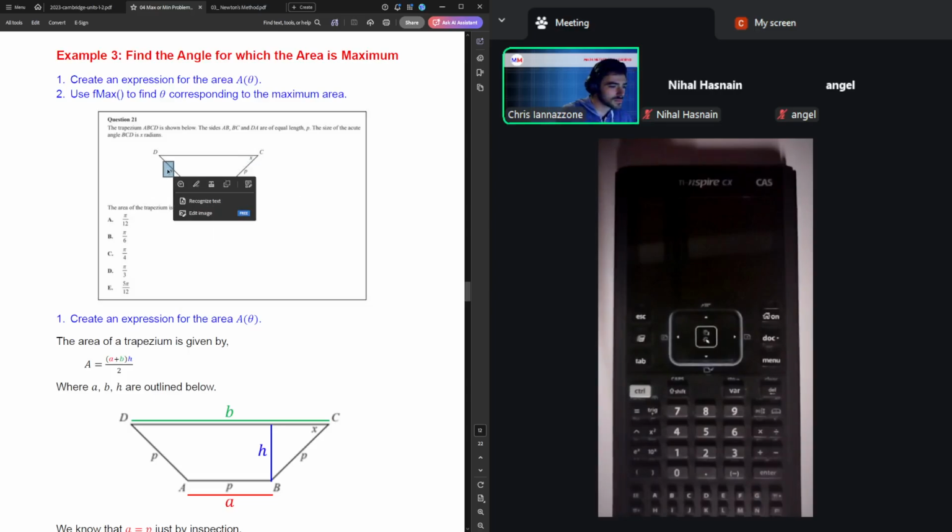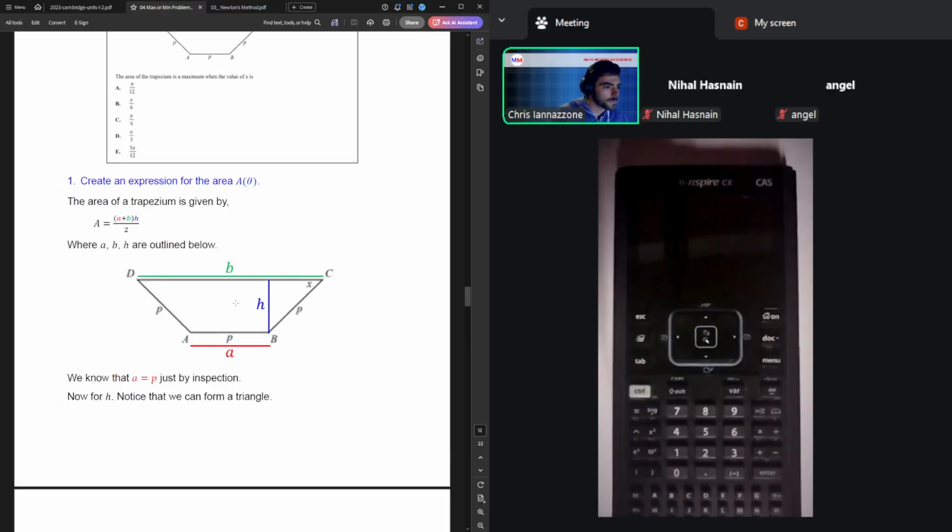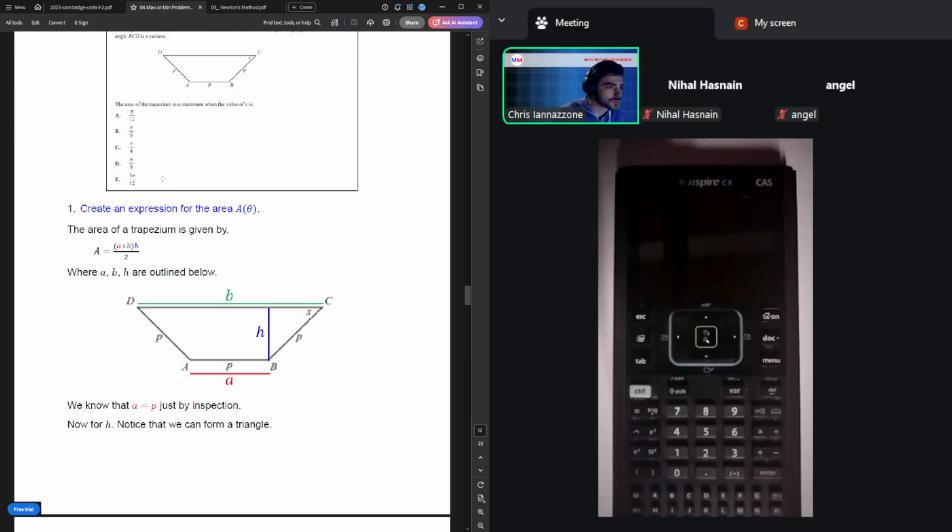So pretty much an identical question to before, but this time the information provided is a bit different. Namely, there's no actual numerical values here. It's pretty much just p and x. And so we've got to figure out how we're going to work it into a specific angle that would maximize area.